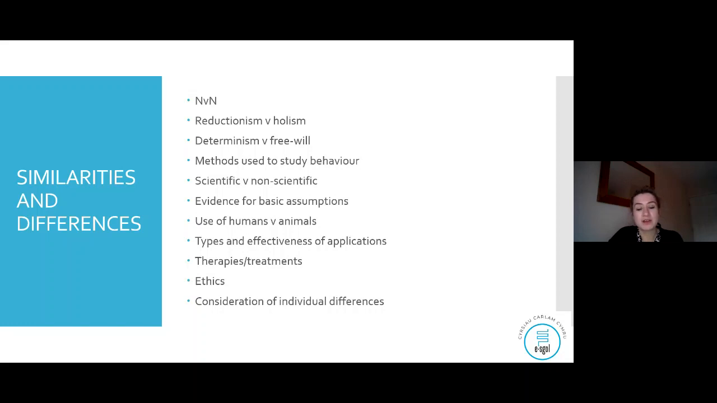Use of humans versus animals. Which one do they test on? Okay, do they do their theory on an animal and then apply it or generalize it to a human? Or do they do it on a human and don't really look at animal behaviour?